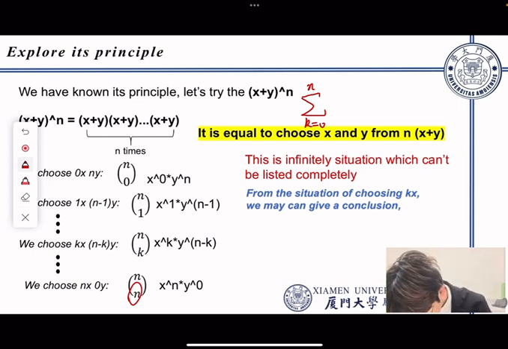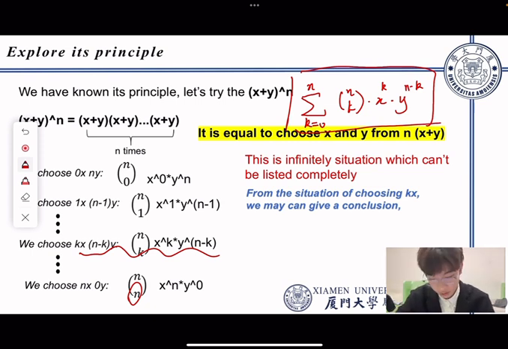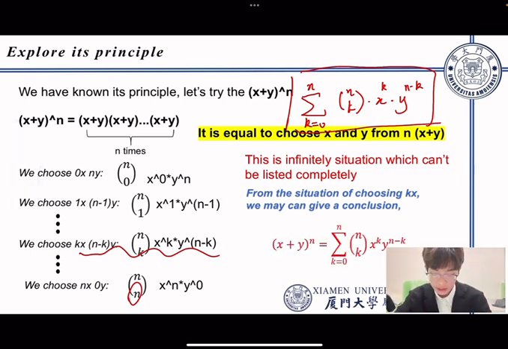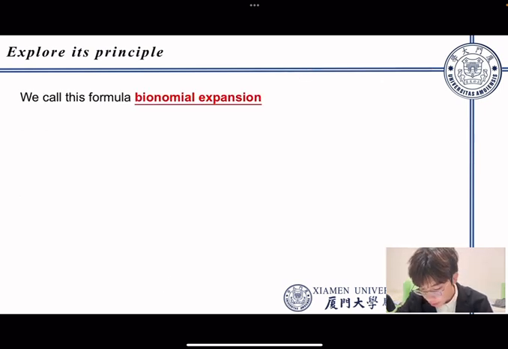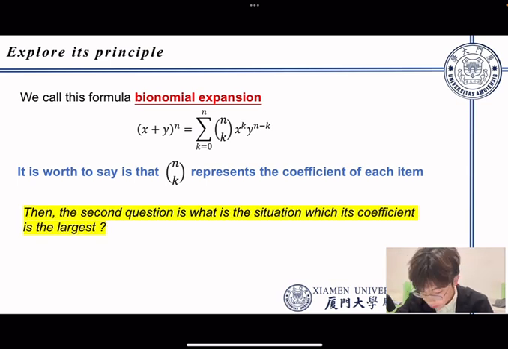So like this term, any term is n choose k times x to the k power times y to the n minus k power. So we have expressed its formula. Yes, like this. We call this formula the binomial expansion. It means that n choose k represents the coefficient of each item. Then the second question is, what is the situation in which its coefficient is largest?